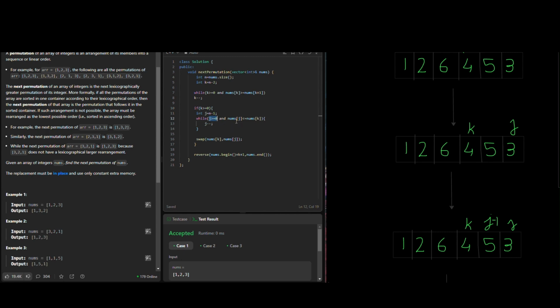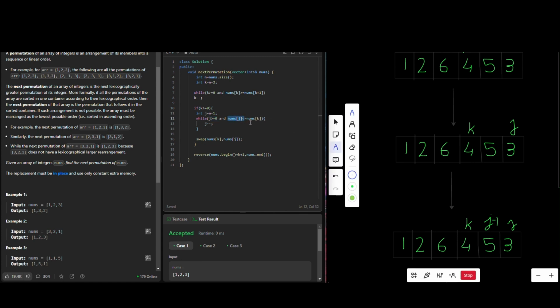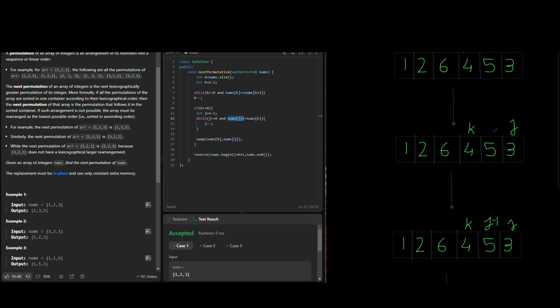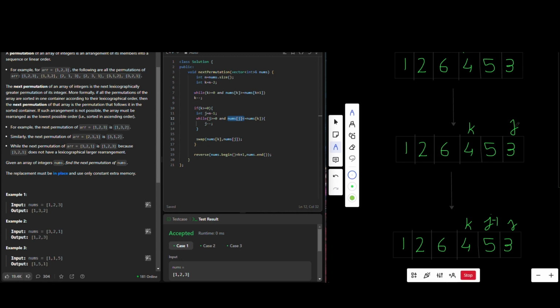What we're checking here is whether the number at index j is smaller than or equal to the number at k, right? As 3 is smaller than k, we keep on moving the jth index to the left till we hit a number which is just larger than k. So we saw 3 is not larger than k. Okay, we will move to j minus 1, so we reach 5. We saw 5 is greater than k. Okay, we'll stop there. 5 is greater than 4.